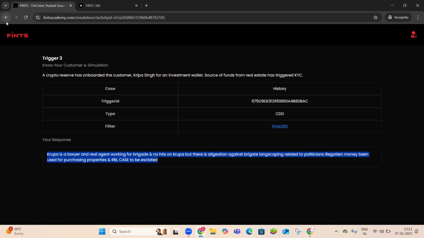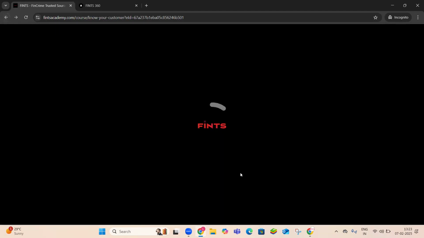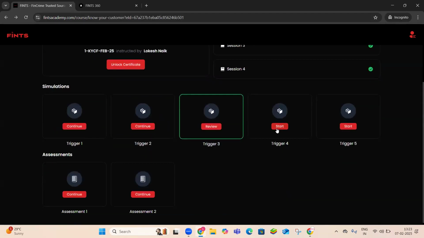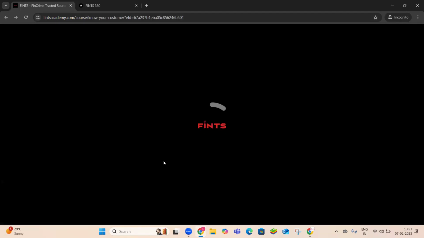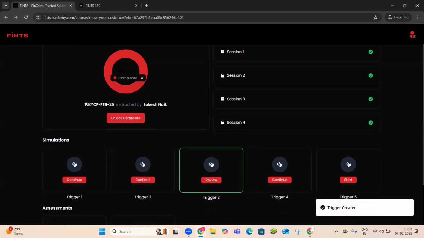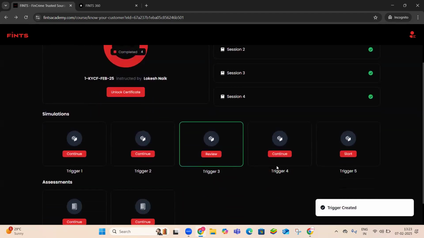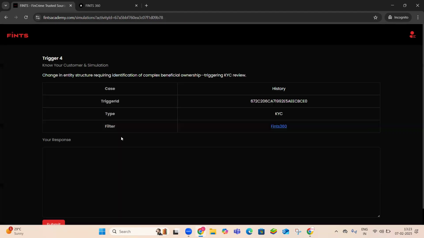Let me open one more case so that you can understand it. Let's assume trigger number 4. This is to identify ultimate beneficial owners. The trigger is created, right? So you can continue. Once the trigger is created, this is how we have built the system. It is just to identify the ultimate beneficiary of one of the entities. So you can understand first which entity it is.